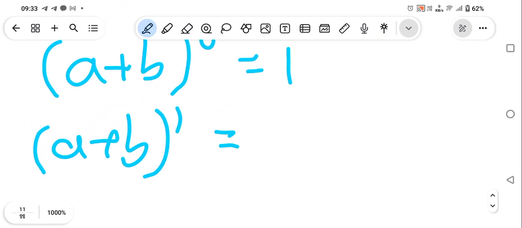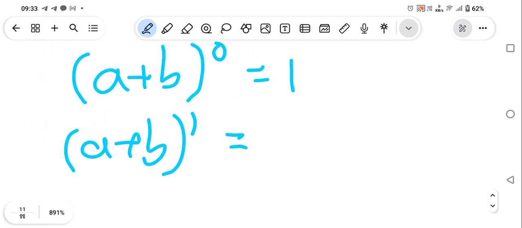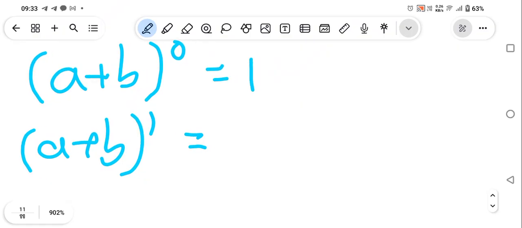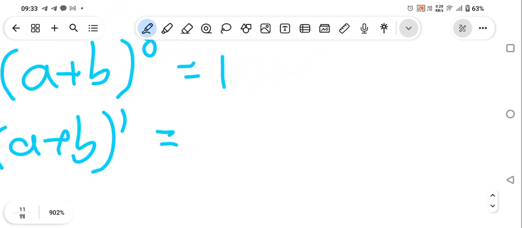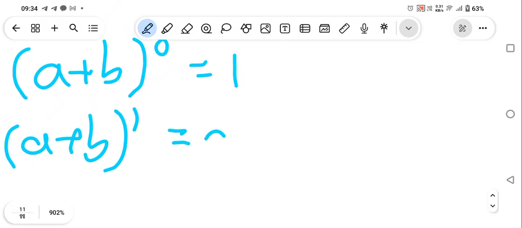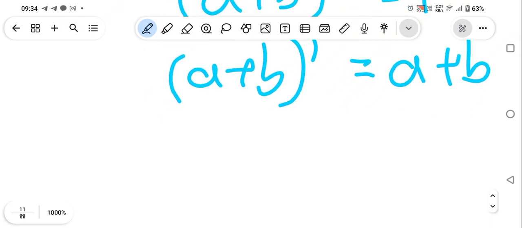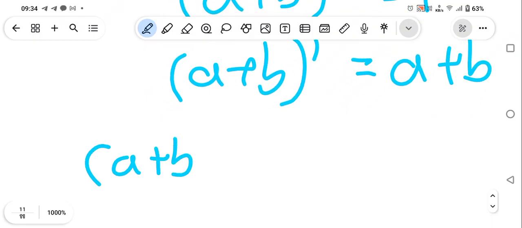Alright, the next level: we have a plus b raised to the power of 1, and then after that you raise it to itself, which is multiplied by 1 itself, and is equal to a plus b. So now what about the square?